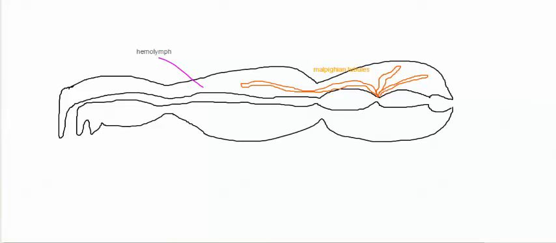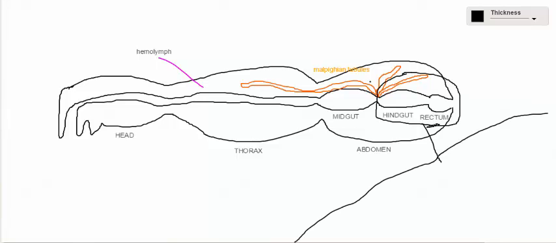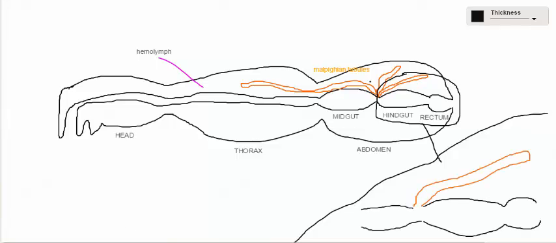Well, looking at the structure of malpighian tubules, the excretion of nitrogenous waste in insects as a product of digestion. So we've got to consider the head, the thorax, the abdomen, and mainly the midgut, hindgut and rectum, where you'll find the malpighian tubules infiltrating into the hemolymph.